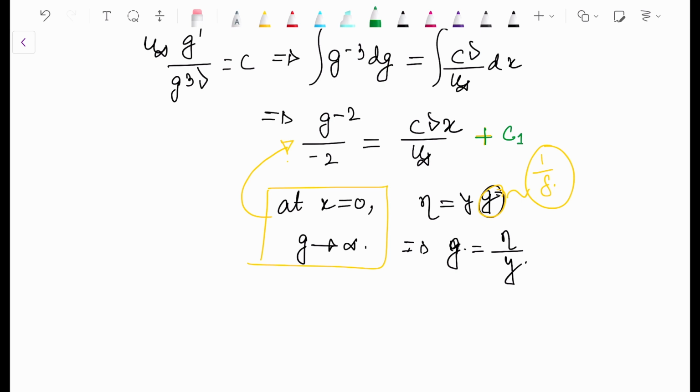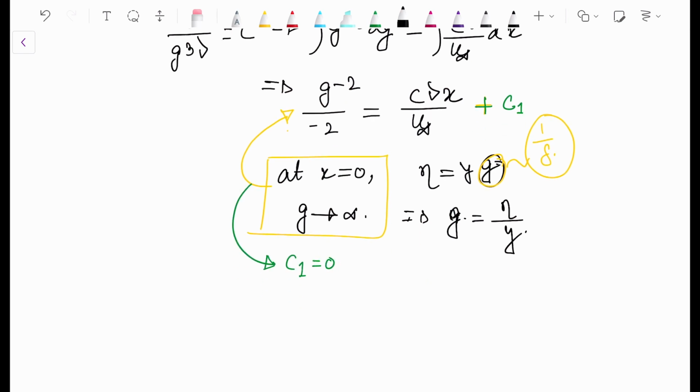So c1 is coming as 0, right. So from this c1 is coming as 0. So that means g will be equal to 1 by root over of minus 2 c nu x whole by u infinity, right.